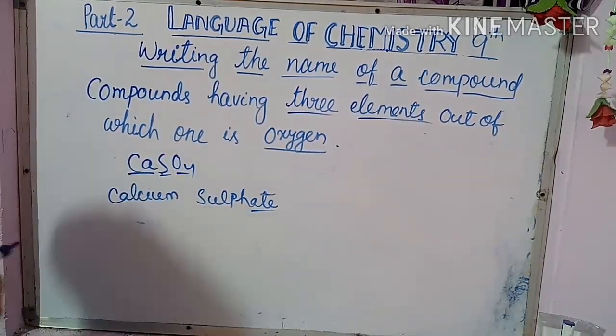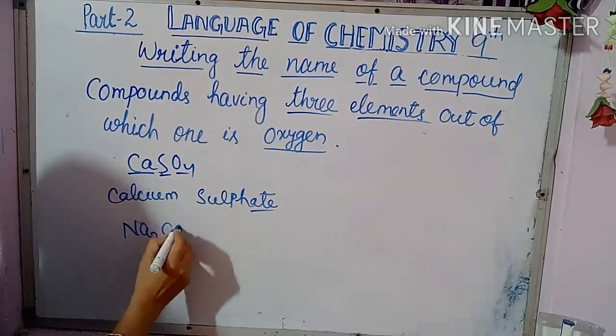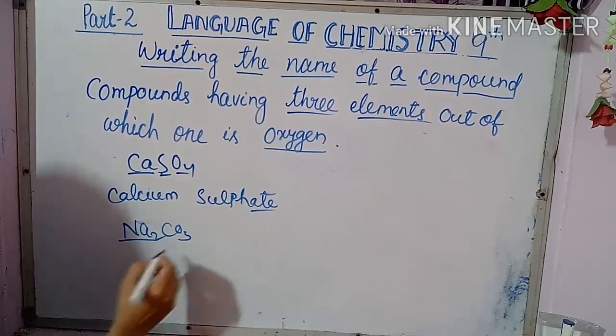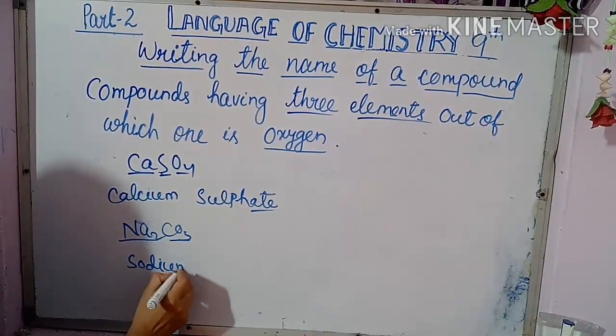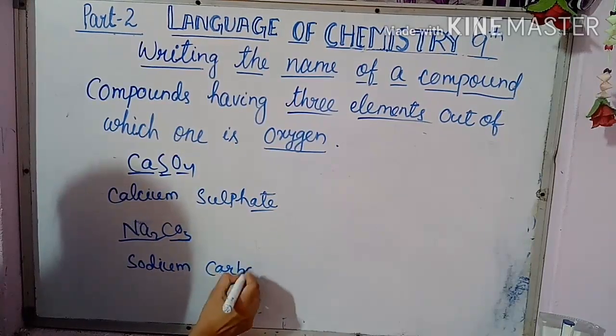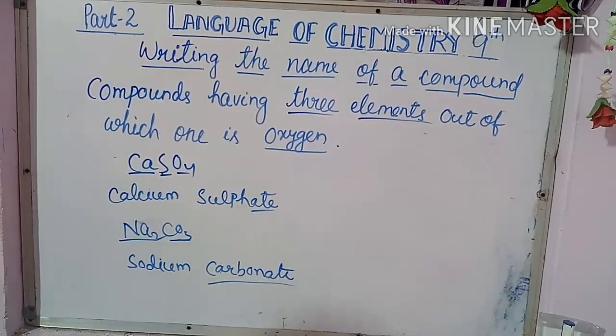Then after, if I write Na2CO3, then also sodium ATE, carbonate. It is the sodium, then carbonate ATE. So like this you have to write the formulas of the different compounds.